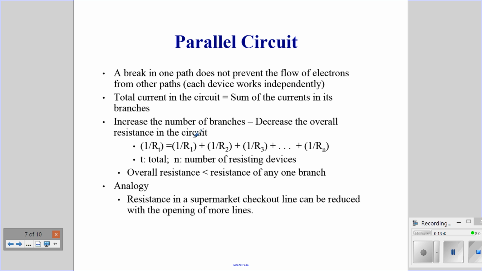It's the same thing with resistors. Having multiple paths decreases the overall resistance. It makes it much easier for the electrons to flow. The overall total resistance of the parallel circuit is less than the resistance of any one of the branches.